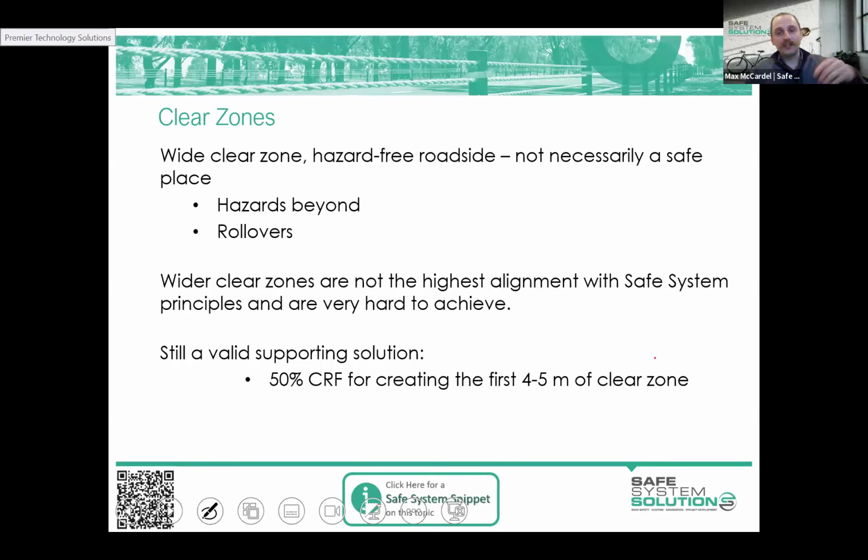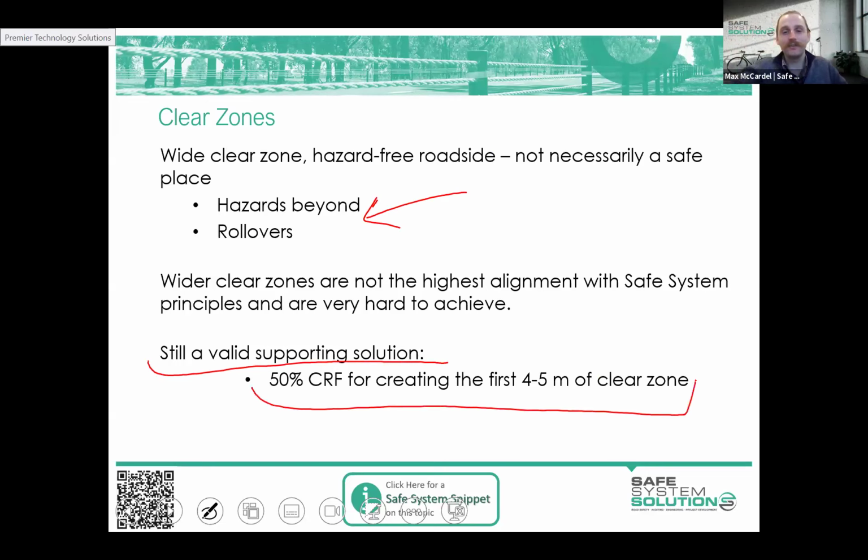So as I touched on, it's not necessarily always the safest to just install clear zones because of hazards beyond that clear zone or rollover crashes occurring. Once again, I just want to validate that it's still improving safety. If you don't put trees a meter from the edge of the seal, that's a good choice. So 50% CRF, creating the first 4 to 5 meters.